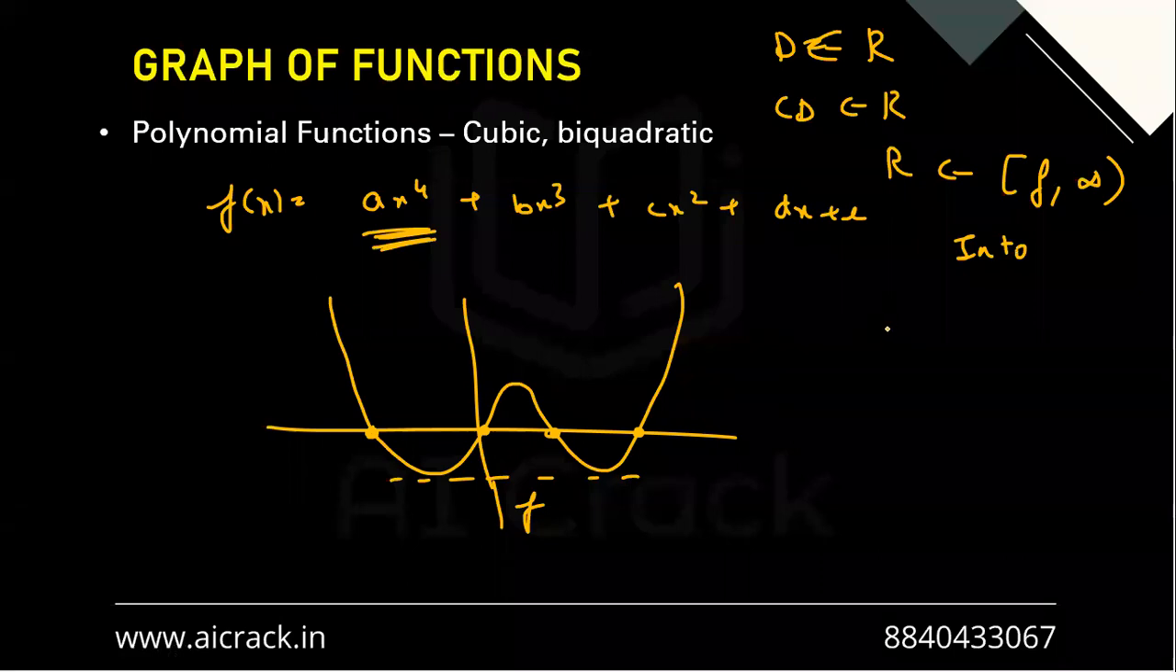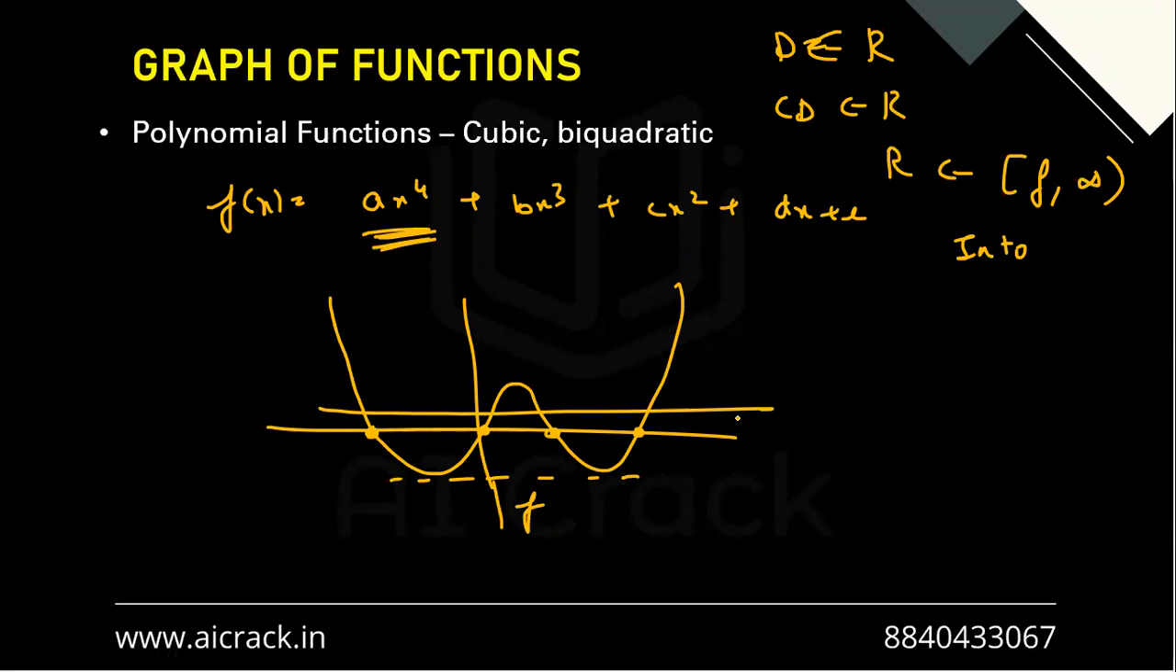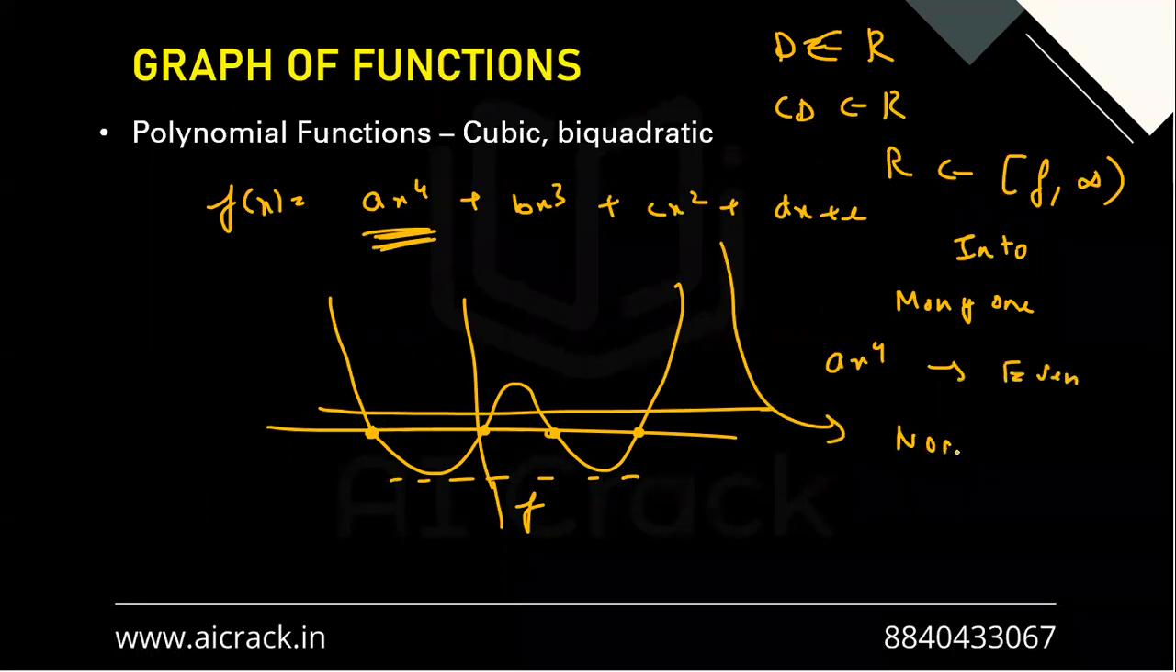Now, is this one-one or many-one? This is clearly many-one. If we make a horizontal line over here, we do the horizontal line test, then we can see that it is cutting horizontally at multiple points. So this is a many-one function. Now talking about whether this is an odd function or even function, again it depends on the cases. If only ax^4, then even. If the generic equation is there, then neither odd nor even, right?